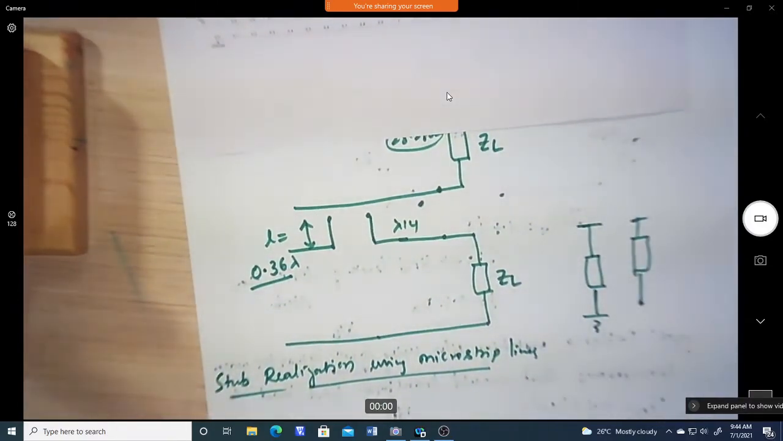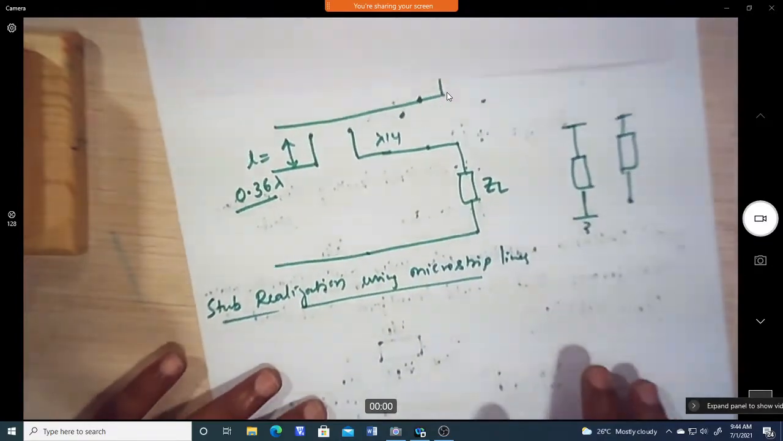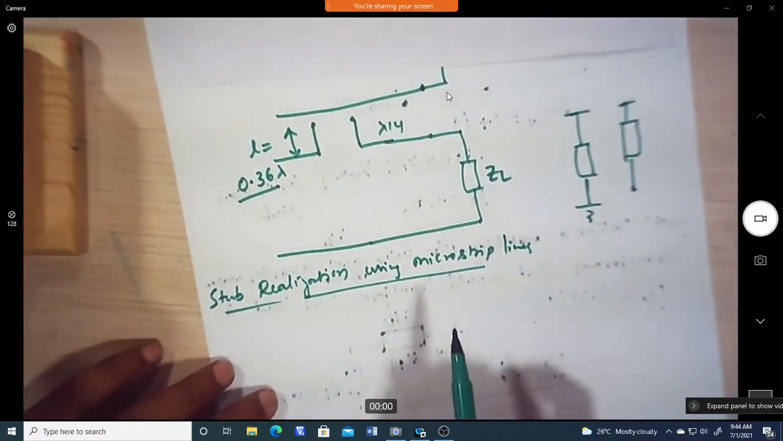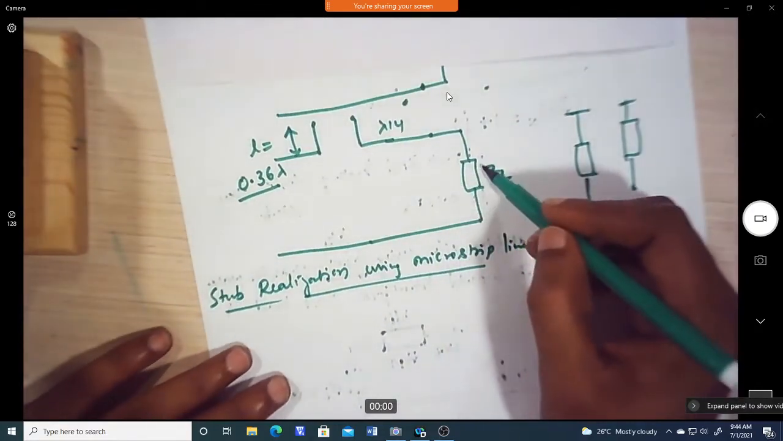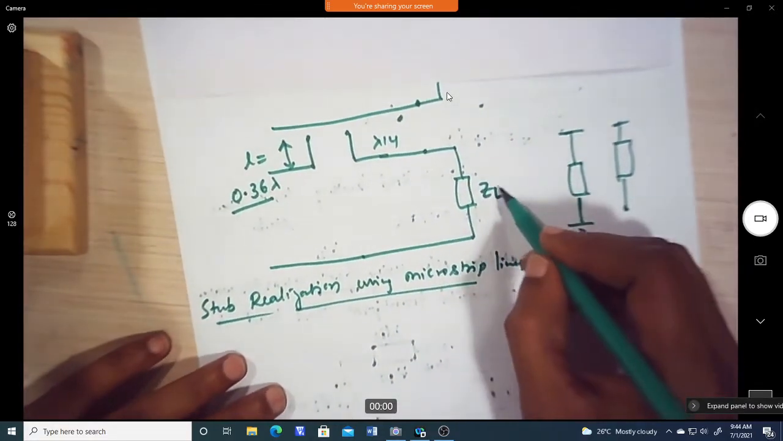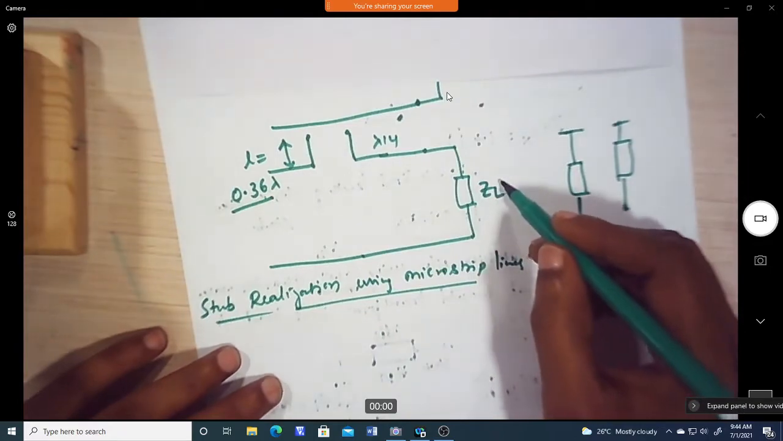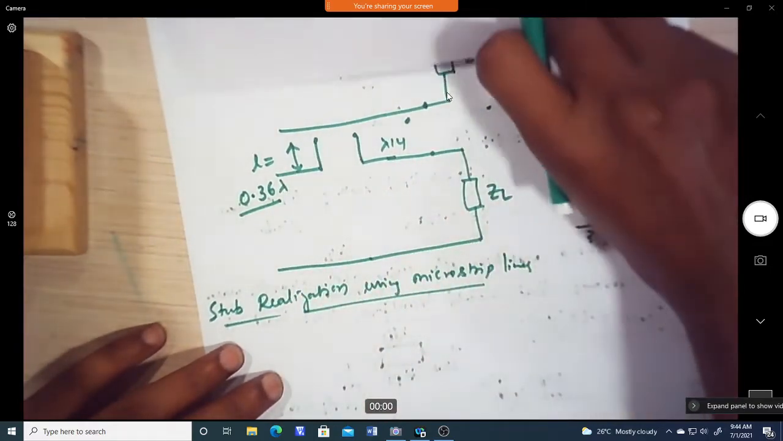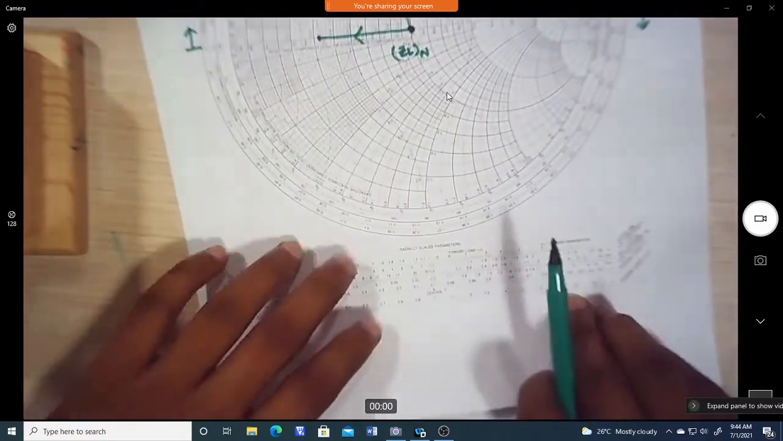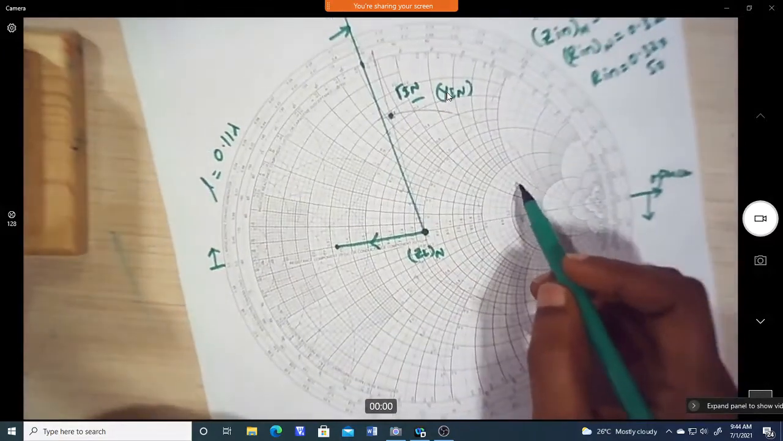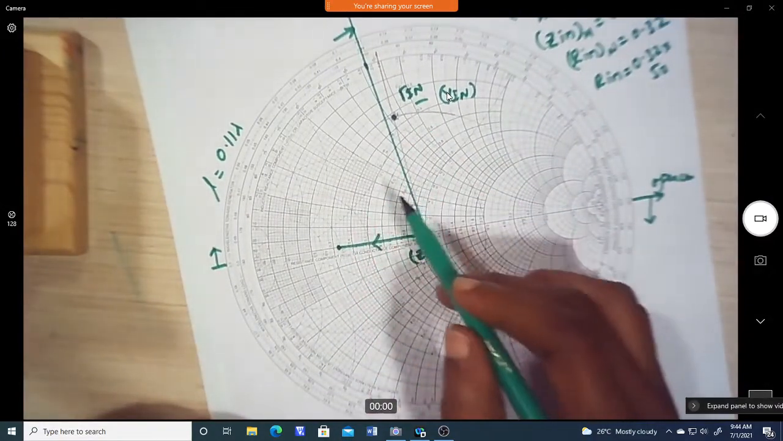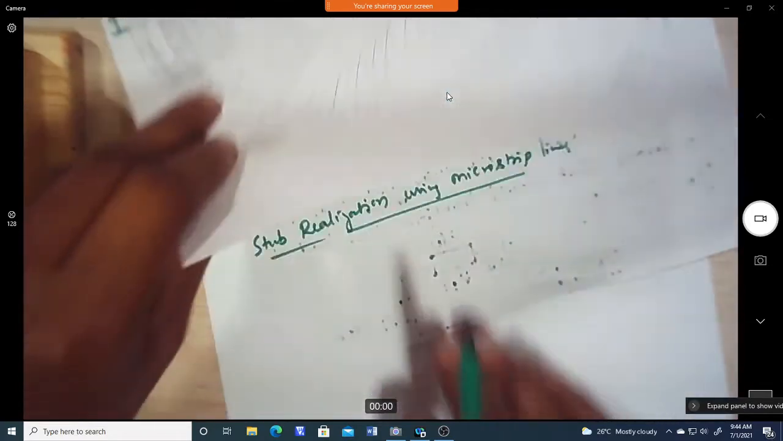Now some problems will happen with the single stub whenever the load varies. If I just change the load value dynamically, then definitely the length or distance of the stub is going to vary. If I take some load value and dynamically vary it, these values are definitely going to change if I use the single stub.